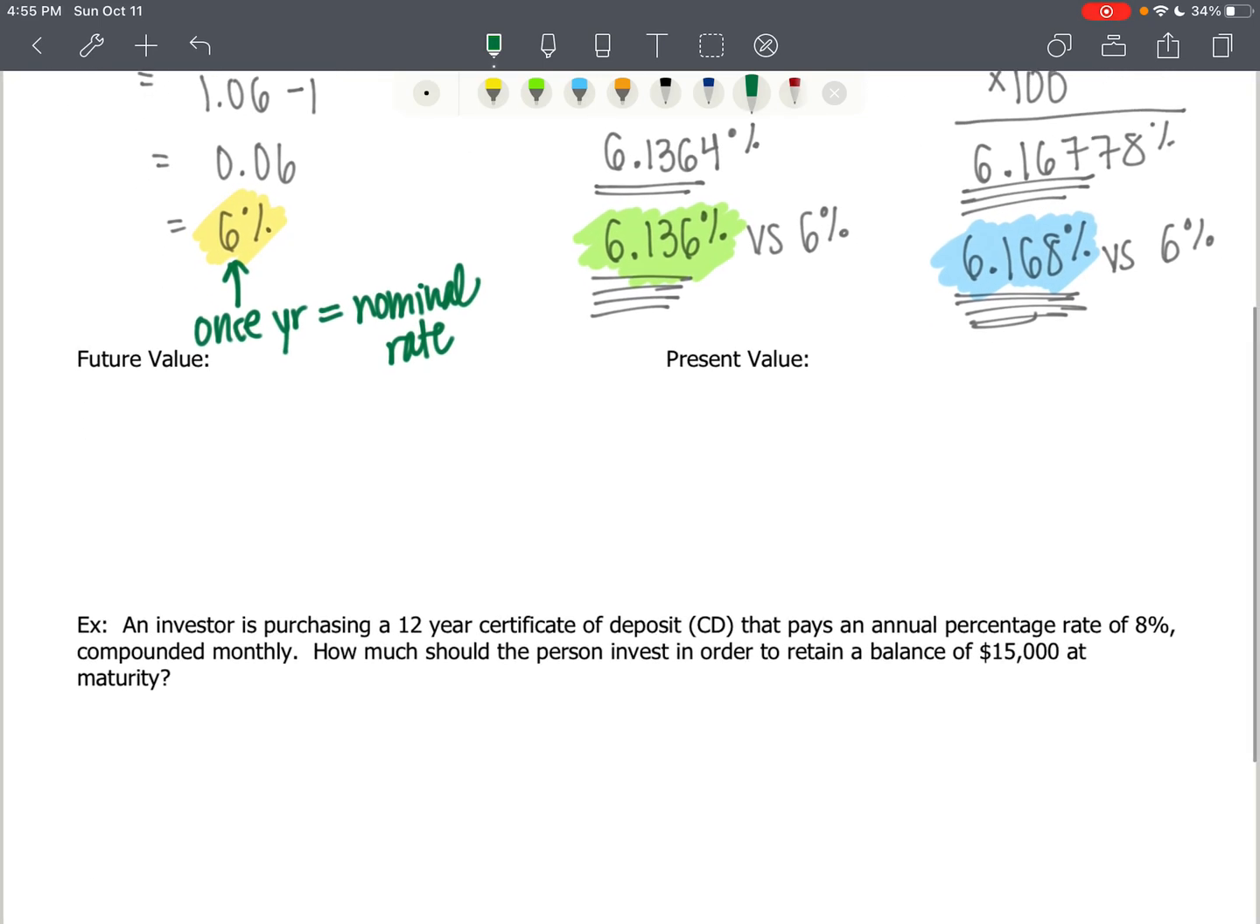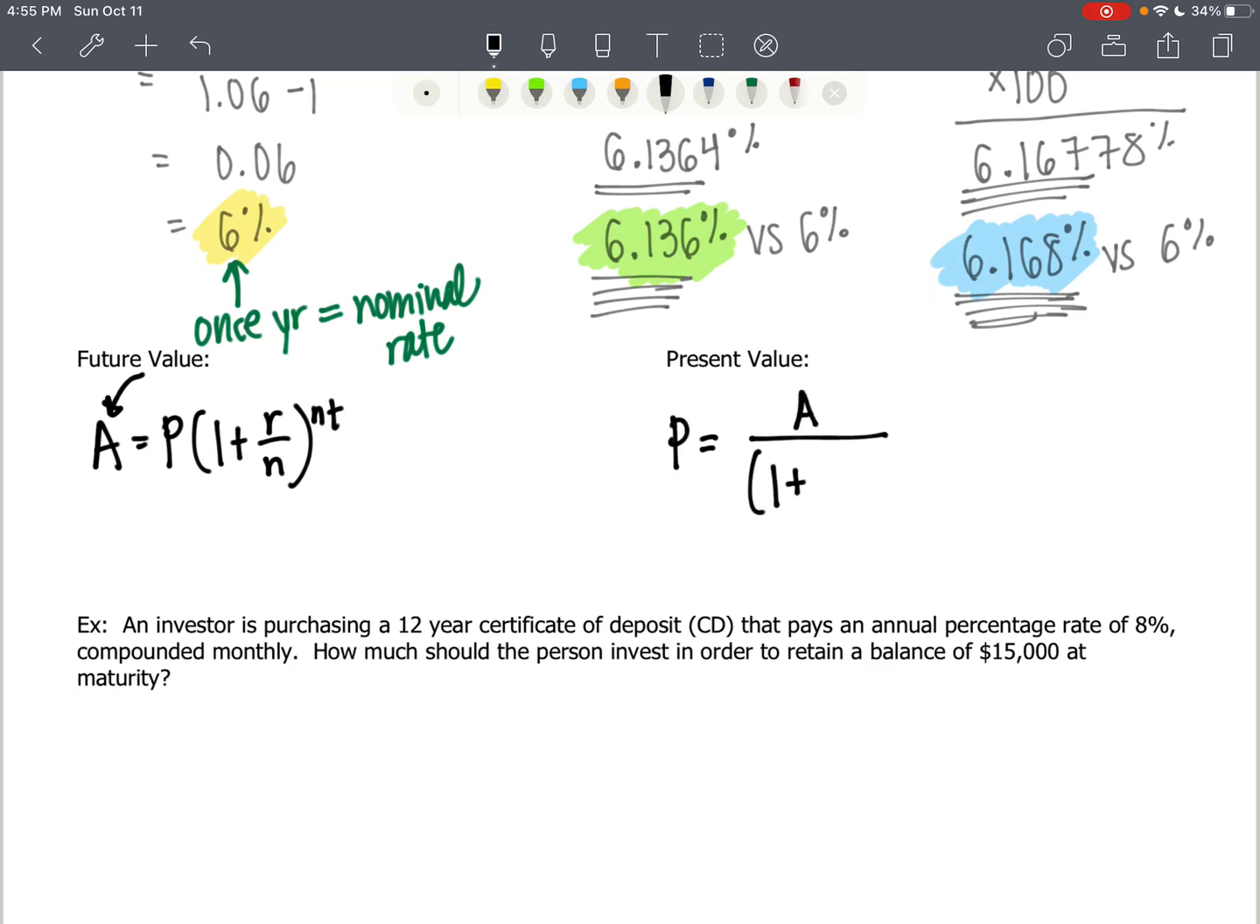Okay, one last formula, future value. That's your A. We already know how to use this formula because we've used it quite often. Present value is when we solve for P. So P is our principal. We're going to solve for P. And if you take this equation and solve for P, you get A divided by 1 plus r over n raised to the nt power.